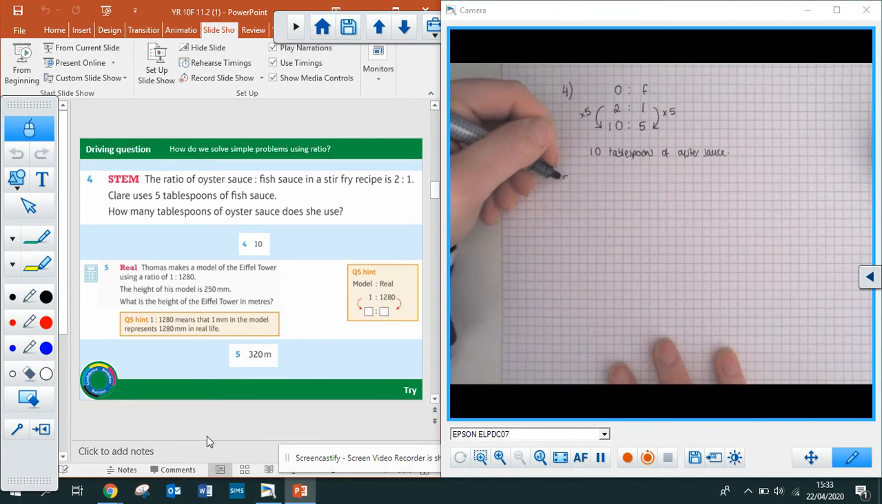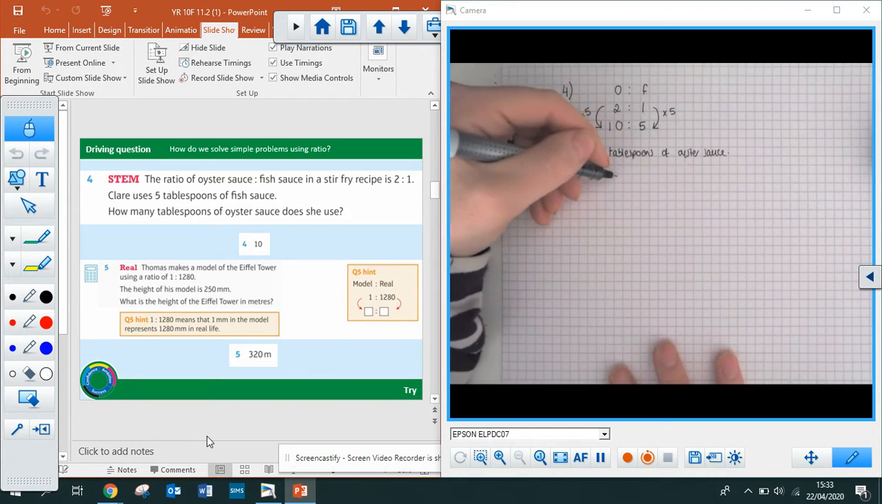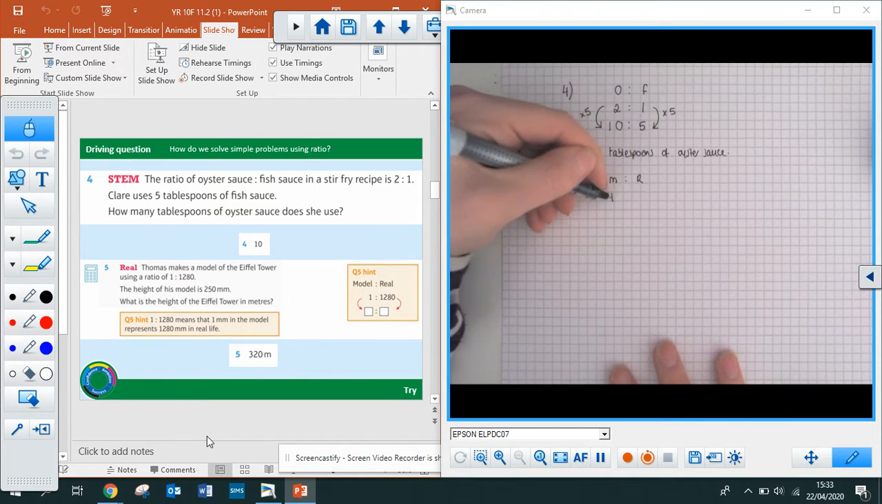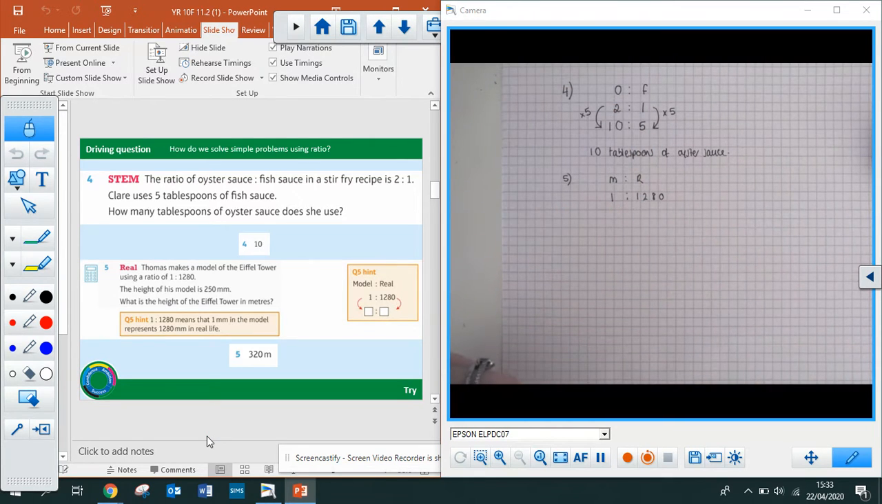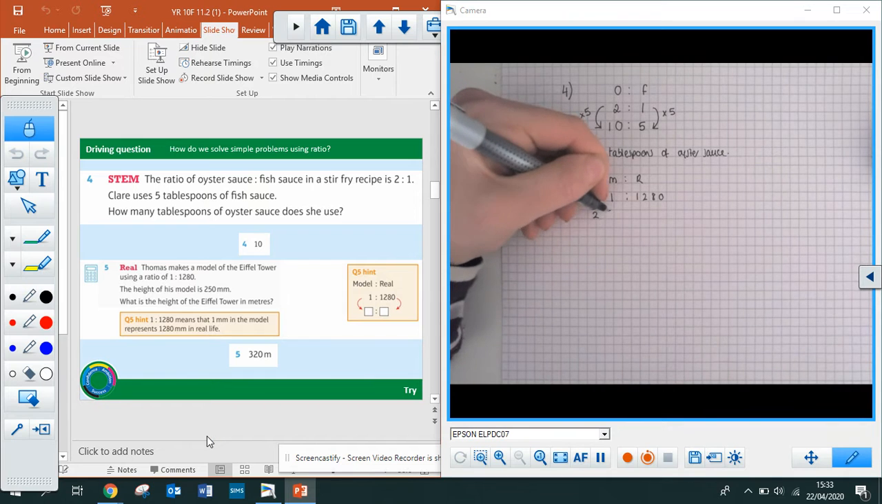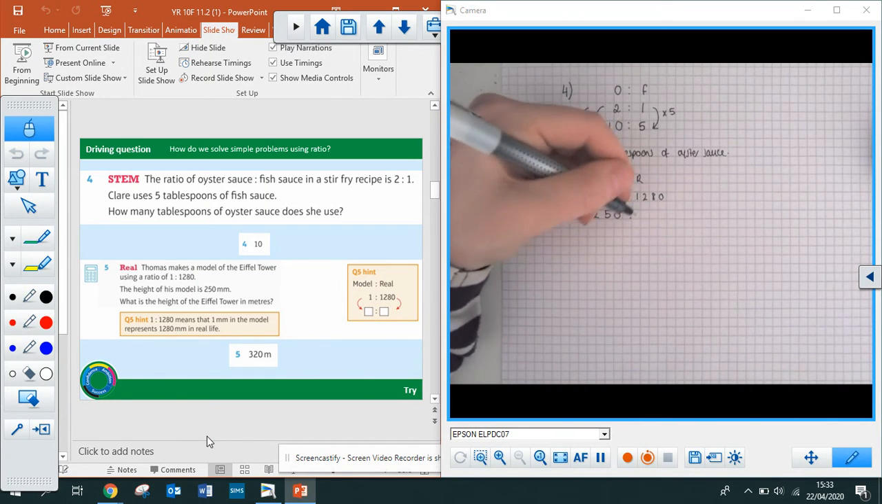Question 5 says, Thomas makes a model of the Eiffel Tower using a ratio of 1 to 1,280. The height of his model is 250 millimeters. What is the height of the Eiffel Tower in meters? Okay, so model to real is 1 to 1,280. Okay, that's his ratio. The height of his model is 250 millimeters. So it's 250 millimeters here, and we don't know what goes here yet.